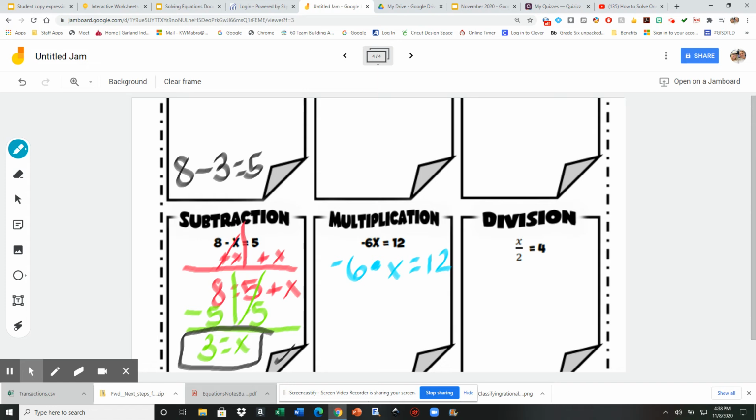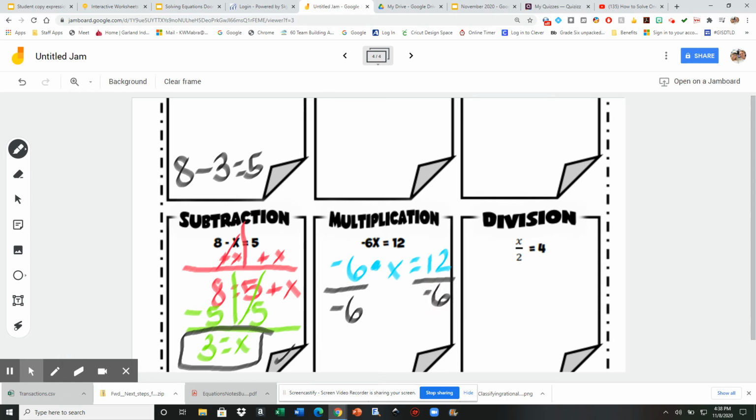Now, what does this mean? This means negative 6 times x is equal to 12. Well, right now, x is not by itself. So the only way that I can undo multiplication is with division. So I'm going to divide both sides by negative 6.